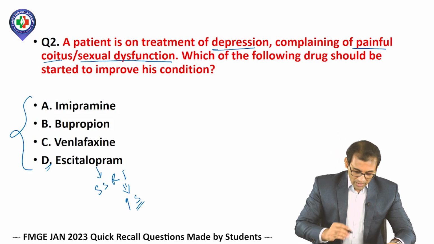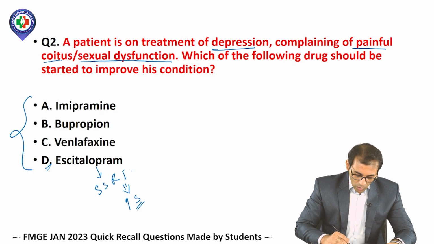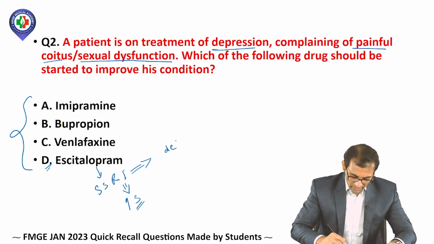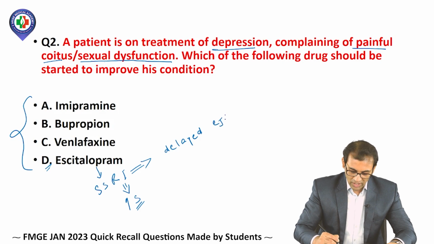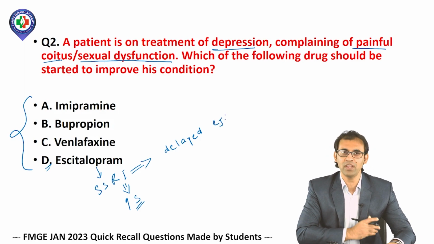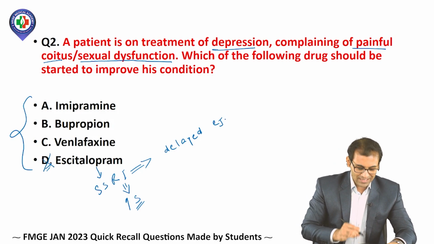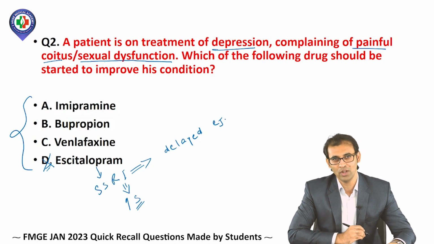Right? So as we know, on long-term use of SSRI, delayed ejaculation is a side effect. Apart from delayed ejaculation, the patient can also have lack of libido. So yes, option D, this SSRI should not be used, right?